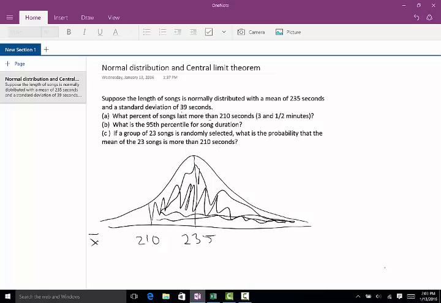The difference is the standard deviation. There is less variation in the distribution of sample means of size 23 than there is in the population, which has a standard deviation of 39. The difference is a factor of the square root of 23. Okay, so 0 is in the middle. What's going to change is the z-score.